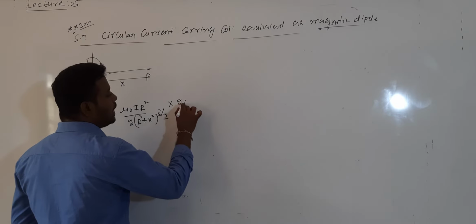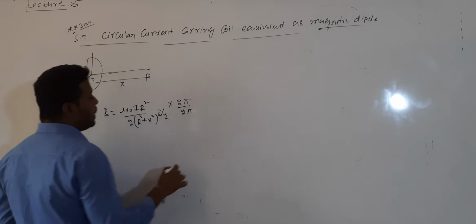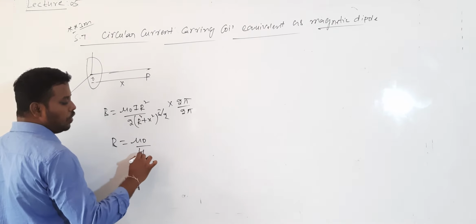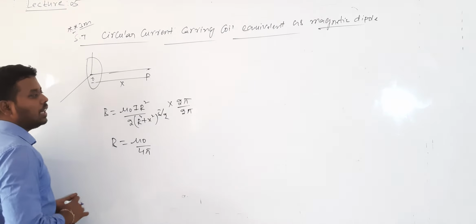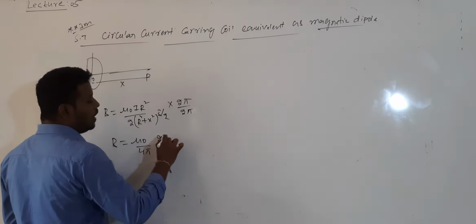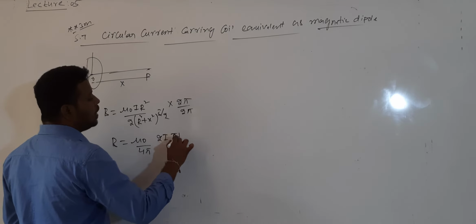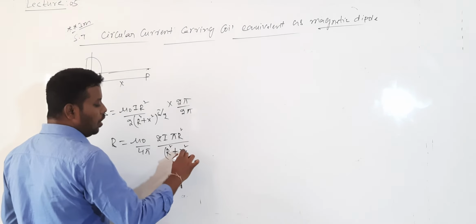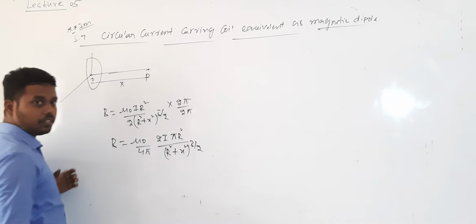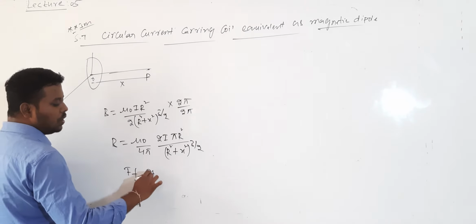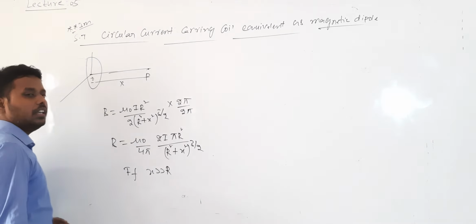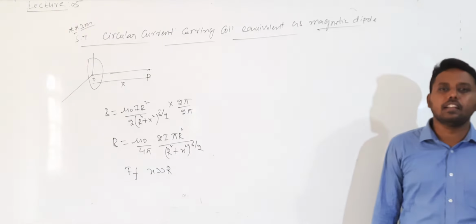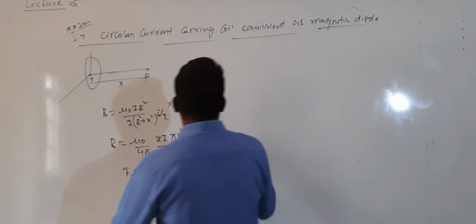Can I multiply the numerator and denominator with 2 pi? By multiplying, what B value do I get? So mu naught by 4 pi into 2 into I into pi R square divided by (R square plus x square) whole power 3 by 2. If x is greater than R, what does it mean? The distance of the point P is far from the center. If x is greater than R, then what will the B value be?